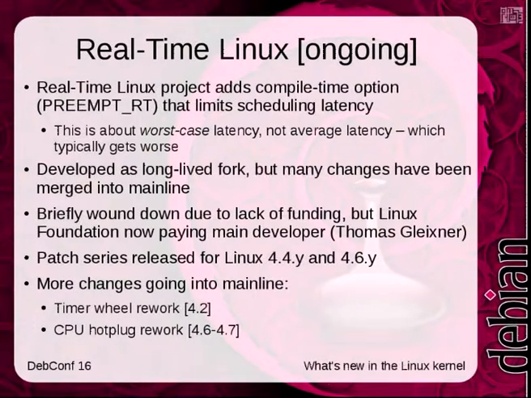It's had intermittent funding, I would say. Currently, the Linux Foundation is paying Thomas Gleixner, who's been one of the main real-time developers for years. He's now, I think, paid full time to work on that. And a couple of changes from real time have gone into mainline recently. The timer wheel is a structure that keeps track of all the timeouts that the kernel looks after. There are huge numbers of timeouts for things like sockets and so on. Basically, this is about limiting the amount of time that any operation on that will take.